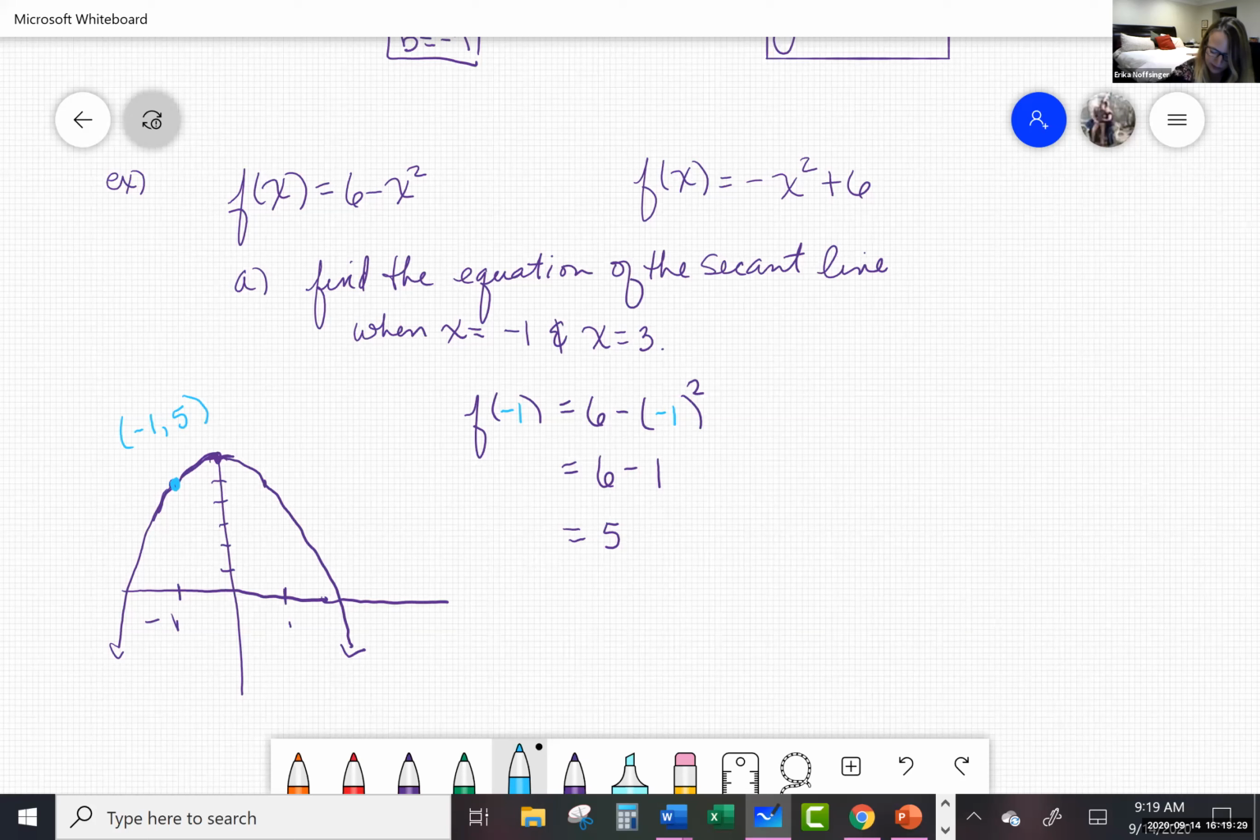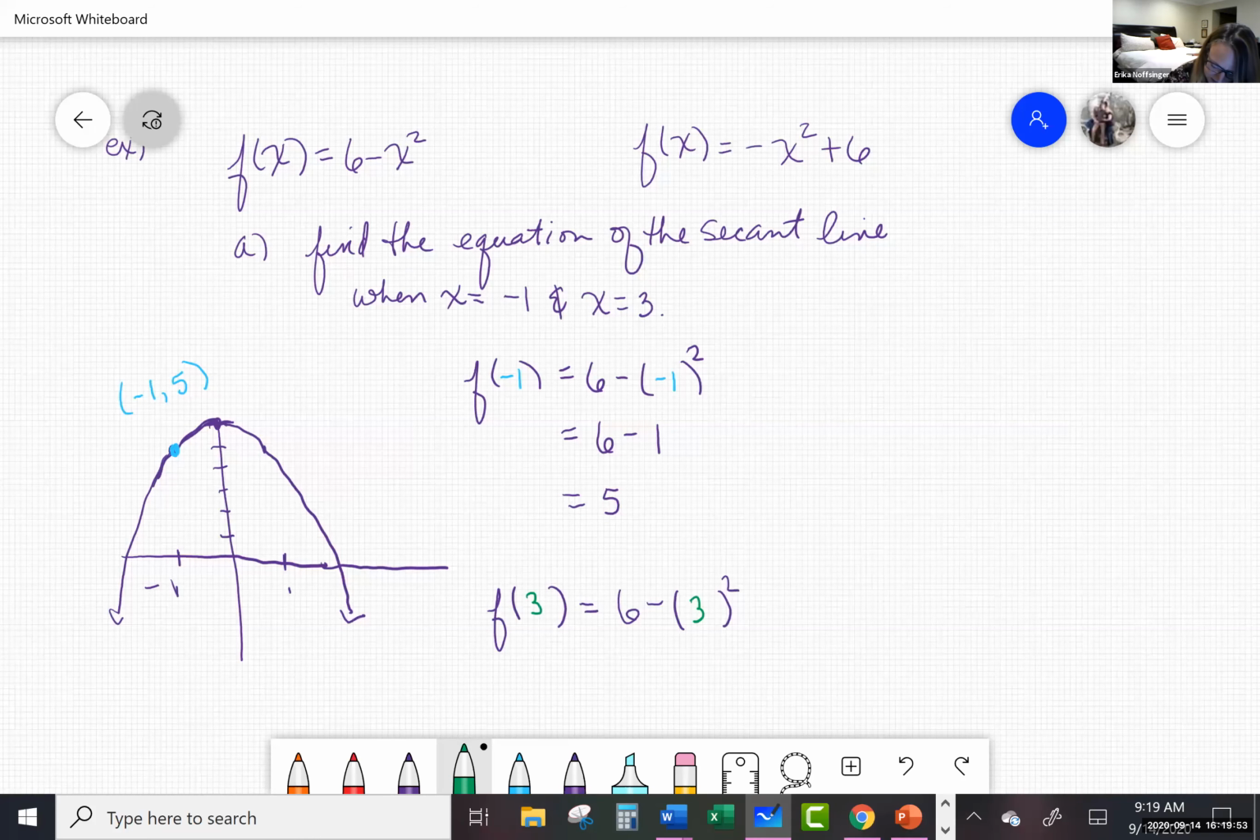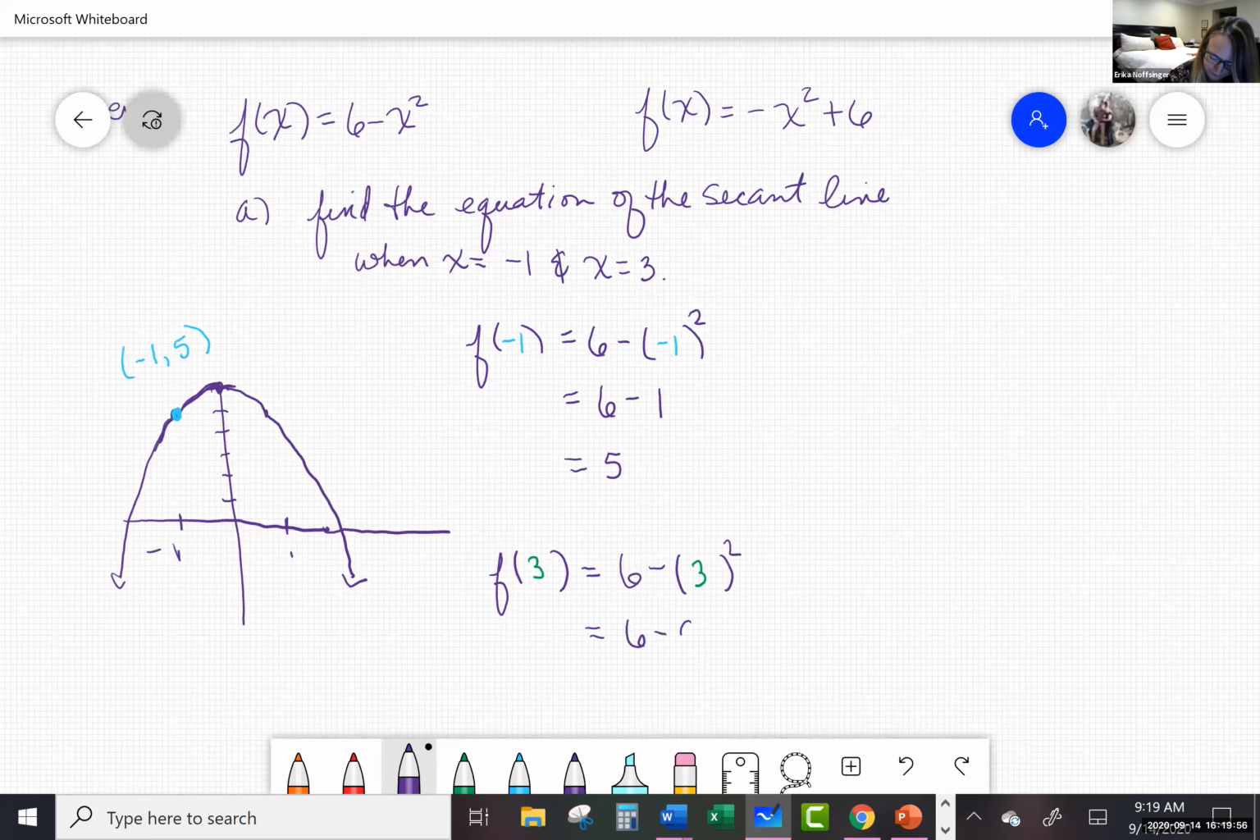So now looking at when x is 3, looking at f of 3. Going in wherever we see an x in f of x, we got 6 minus, I see an x there, so I'm going to put parentheses and square it. Put 3 inside the parentheses. So order of operations, this gives me 6 minus 3 squared, which is 9, and 6 minus 9 is -3. So at 3, I have -3.